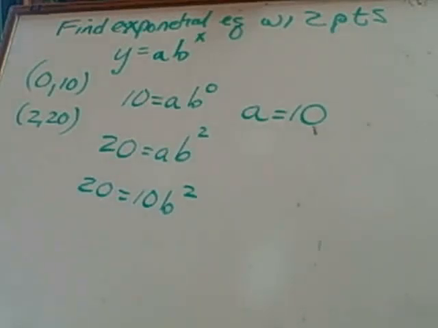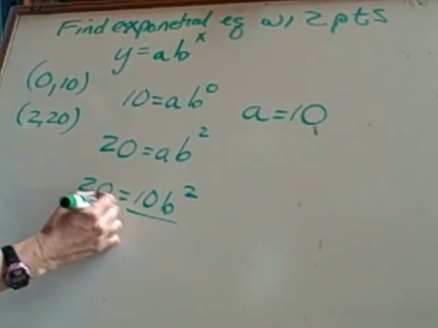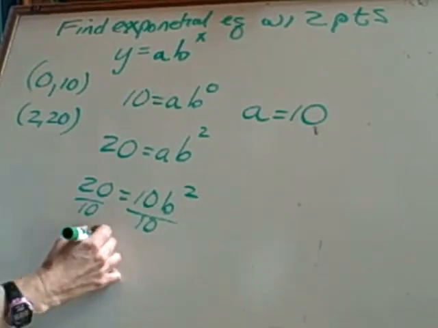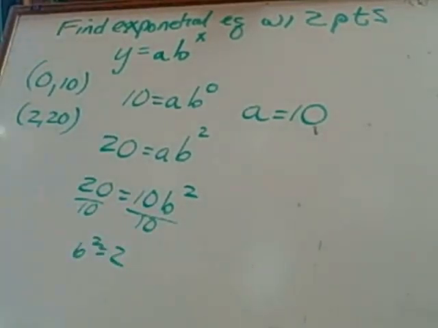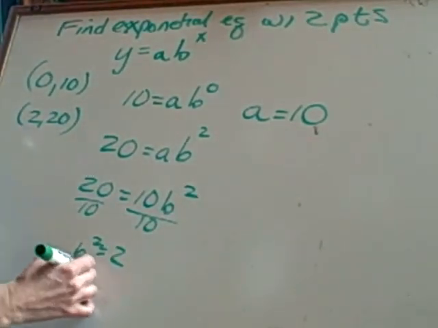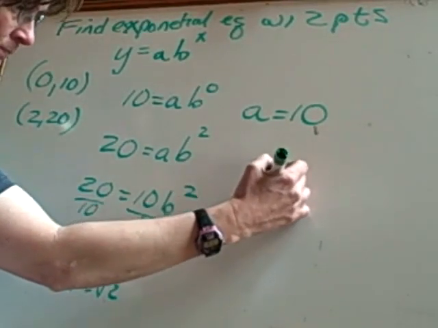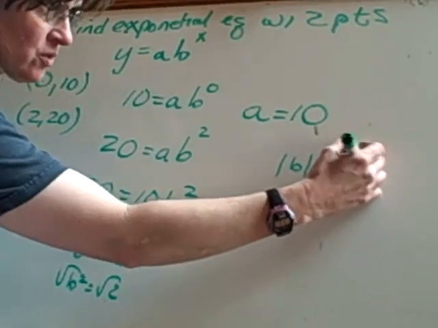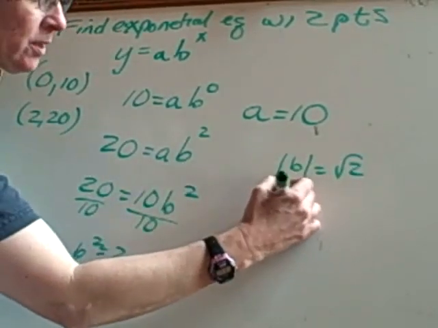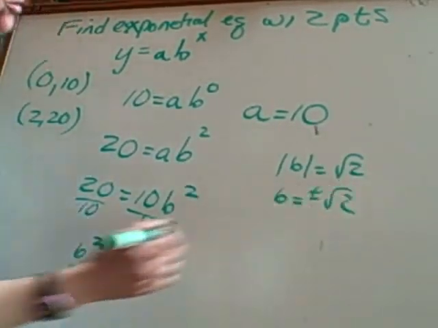Now, can I solve for b squared? Yes. We will divide both sides by 10. B squared equals 2. So, square root both sides, because that's how we solve. The square root of 2? Not quite. The absolute value of b equals the square root of 2. So, b equals plus or minus square root of 2.